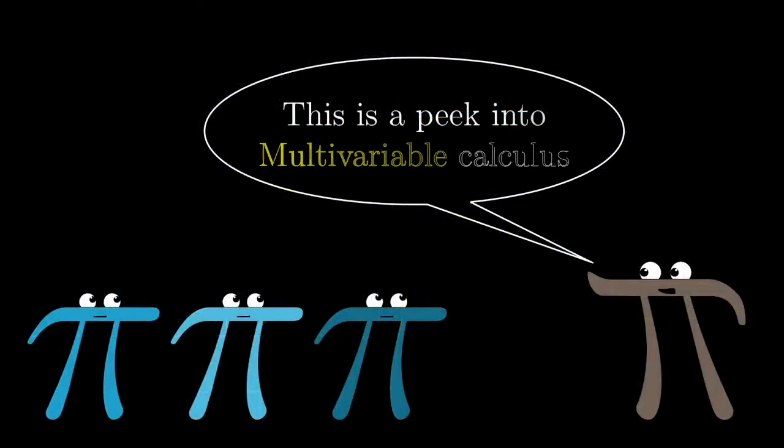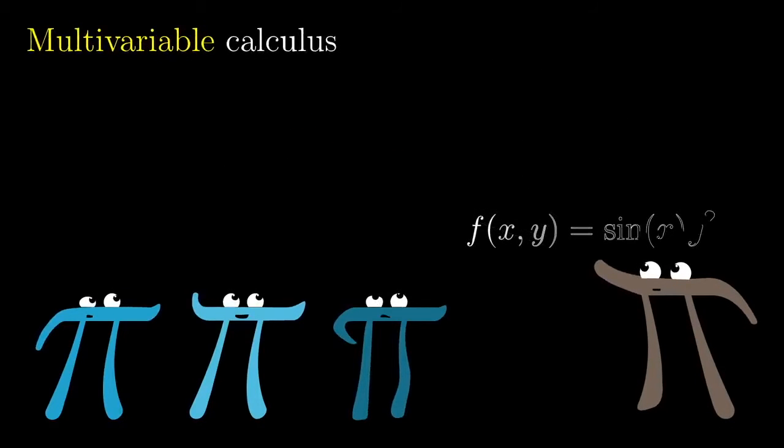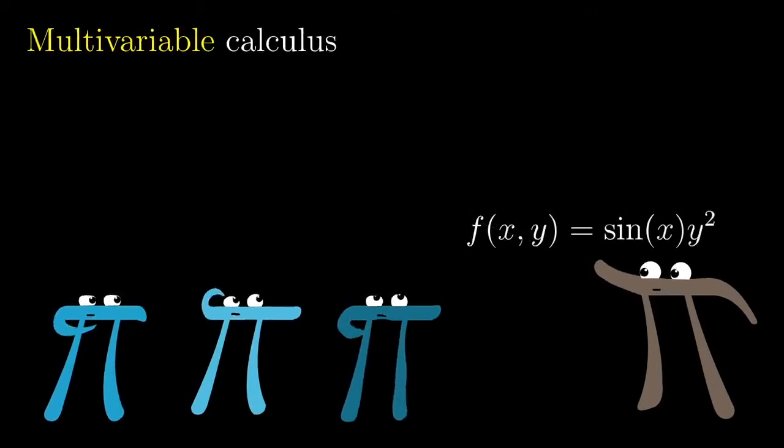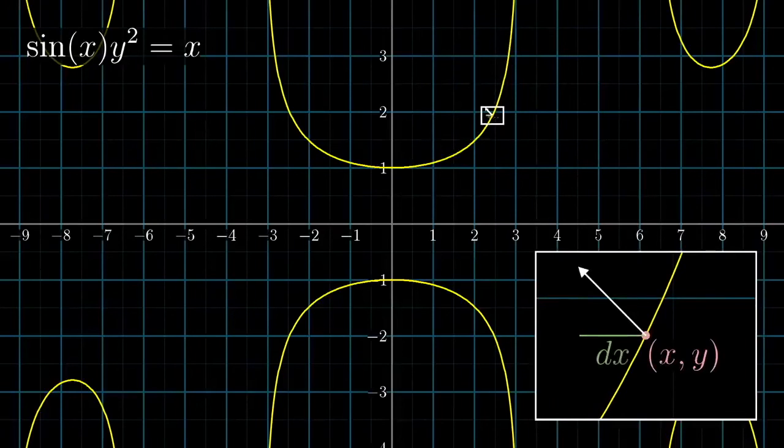By the way, all of this is a little sneak peek into multivariable calculus, where you consider functions that have multiple inputs and how they change as you tweak those multiple inputs. The key, as always, is to have a clear image in your head of what tiny nudges are at play and how exactly they depend on each other.